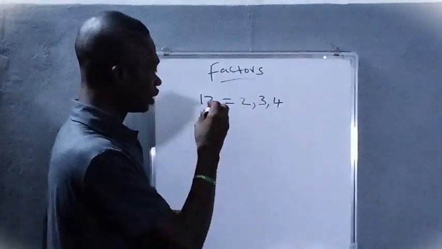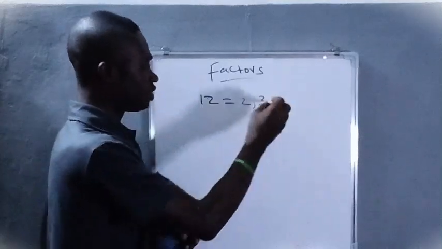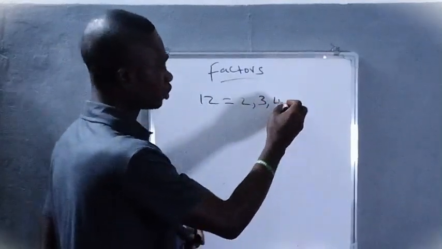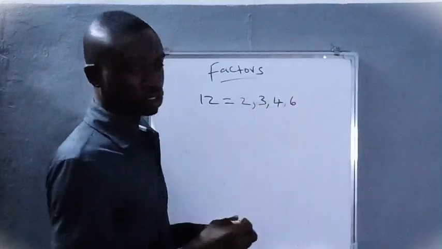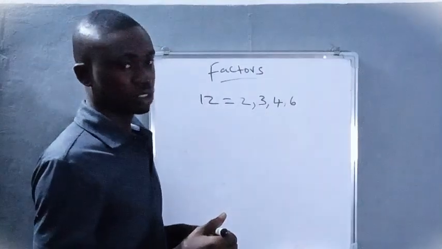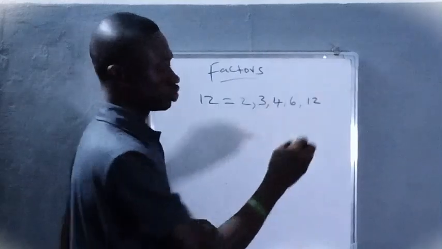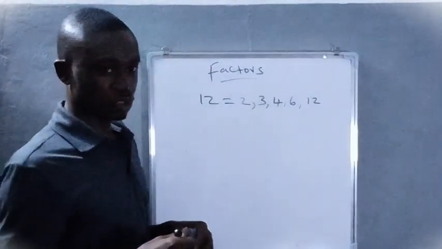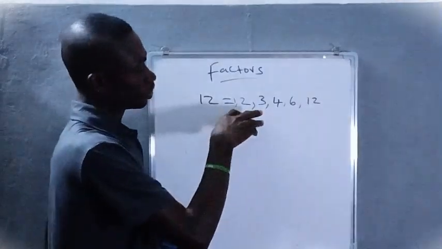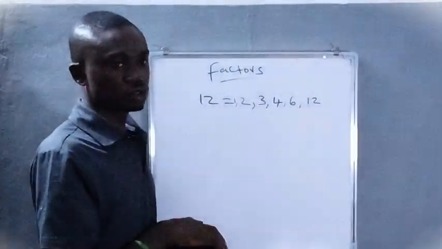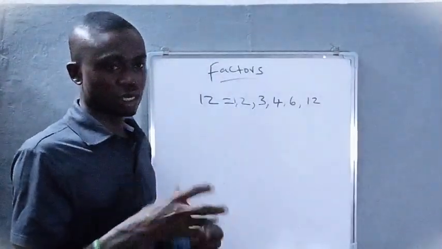12 by 4. When you say 12 divided by 2, it will give you 6. When you say 12 divided by 3, it will give you 4. When you say 12 divided by 4, it will give you 3. Another factor of 12 is 6. When you say 12 divided by 6, it will give you 2. Another factor of 12 is also 12, because you can say 12 divided by 12 and it will give you 1. So these are the only factors of 12 in mathematics. So any whole number that can divide into another number without remainder is called a factor.